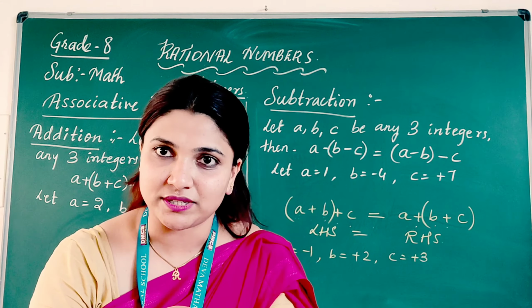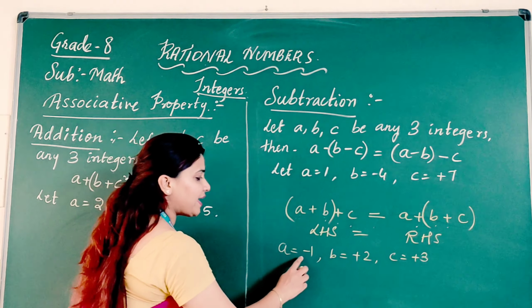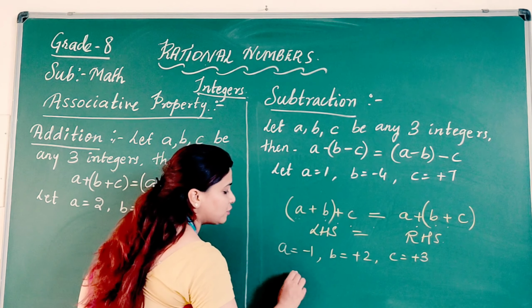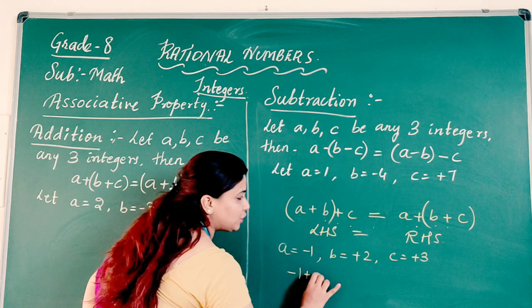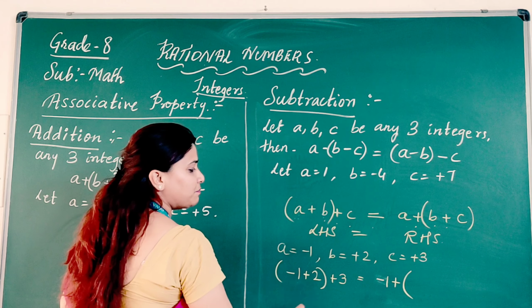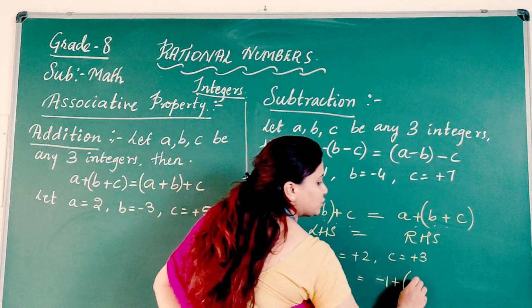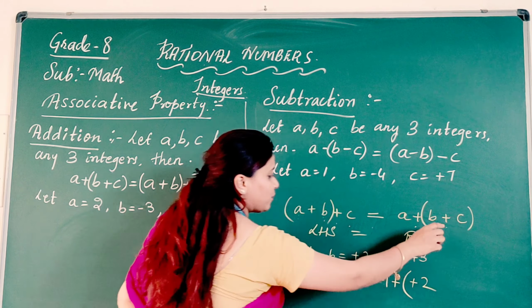So (A + B) + C. What is my A? A is minus 1. So (minus 1 plus 2) plus what is C? Plus 3. So plus 3 is equal to A plus (B plus C). A is minus 1, right? So instead of A, I put minus 1, plus, as it is in the bracket, what is B? B is plus 2. And what is C? Plus 3. Clear?